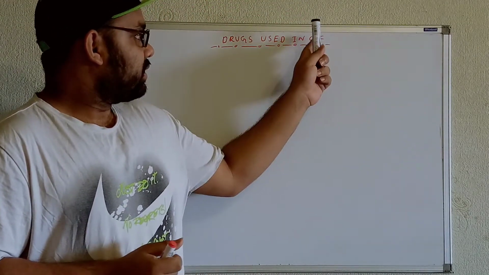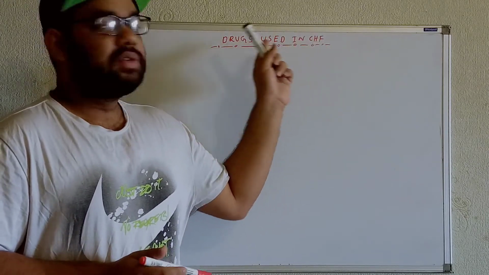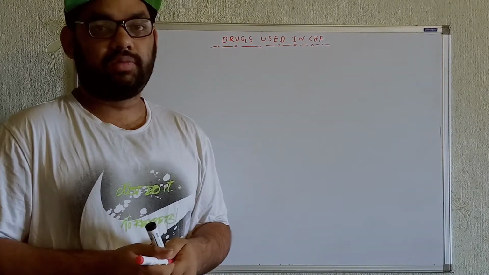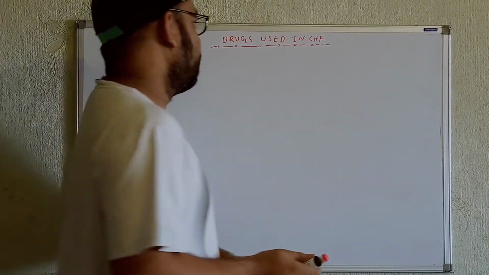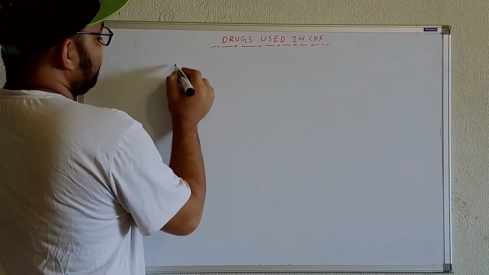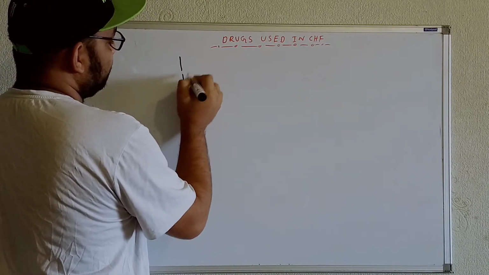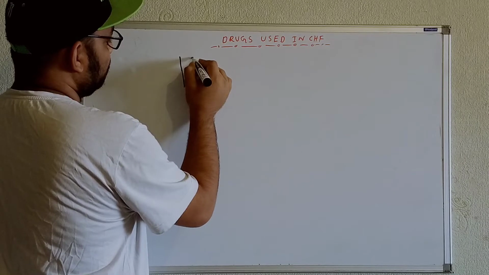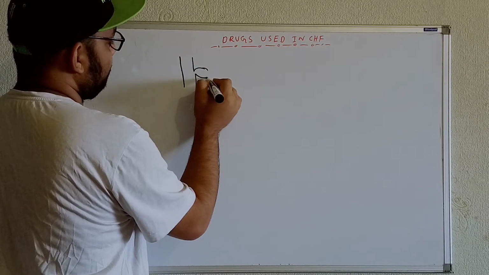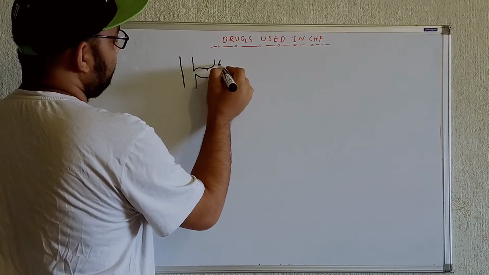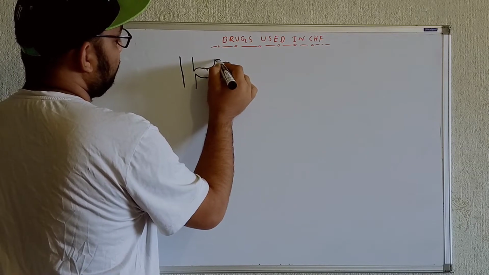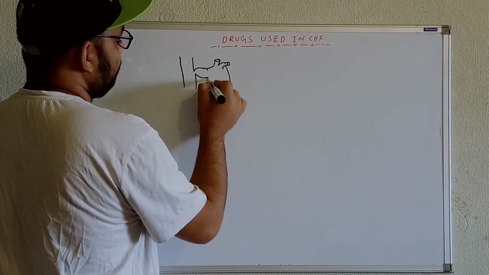So see, whenever we are using the term congestive heart failure, that means what? The heart is not able to pump the blood. For example, if I just go over here, I'm considering this is the right heart over here. Okay. Just like this.